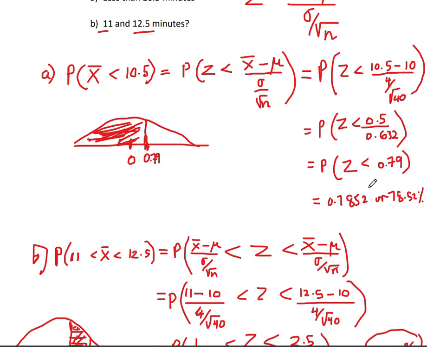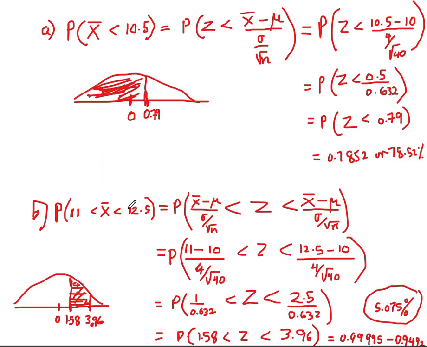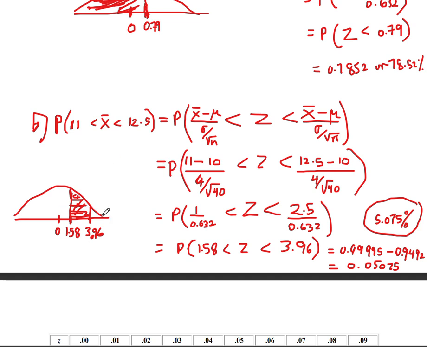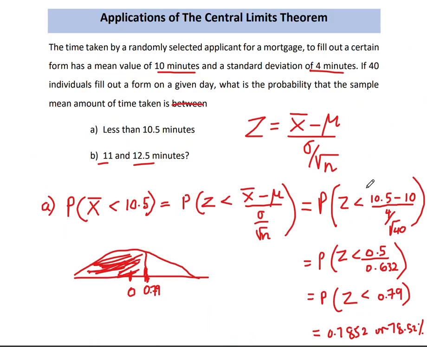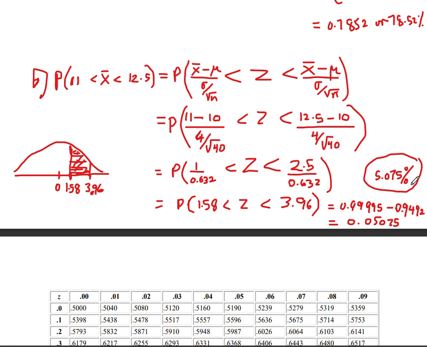This is compared to the probability that it will take less than 10.5 minutes, which was a high 78.52%. So what these results together are saying is that it's unlikely that it will take a high amount of time, such as more than 10.5 minutes, certainly above 11 and 12.5. The probability that the average time it will take to complete the mortgage application form is between 11 and 12.5 minutes is a pretty low 5.075%. In the population as a whole, it takes 10 minutes to complete a form on average, so anything beyond that seems to be a pretty low probability.